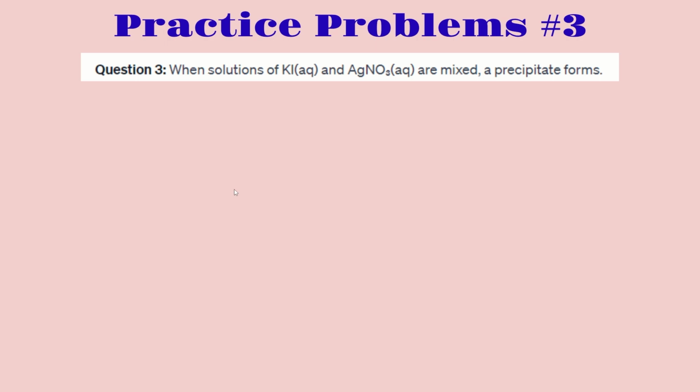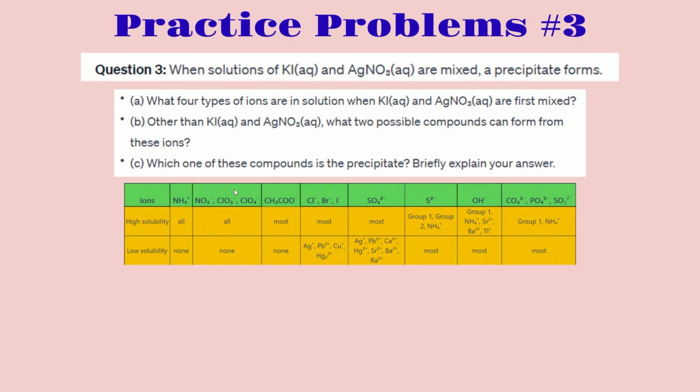And moving on to question number 3, when solutions of potassium iodide and silver nitrate are mixed, a precipitate forms. For the 3 different questions: what 4 types of ions are in solution when potassium iodide and silver nitrate are first mixed? For the second part, other than potassium iodide and silver nitrate, what 2 possible compounds can form from these ions? And for the last one, which of these compounds is the precipitate? And then briefly explain your answer.